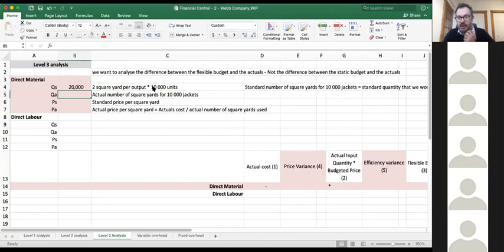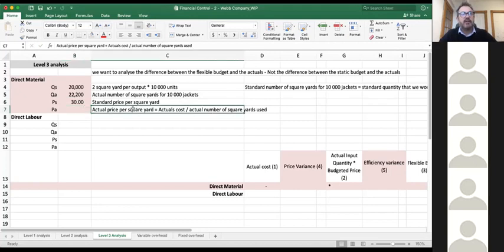And since I manufacture 10,000 units, for 10,000 units I should use 20,000 square yards of cloth, okay? In reality, we use 22,200. So nothing to calculate here. It's an information which is provided in the case. Then, coming back to the first paragraph of the slide, $30 standard price. And now, actual price, well, this one we don't have it, so that's why I said you need to calculate it.